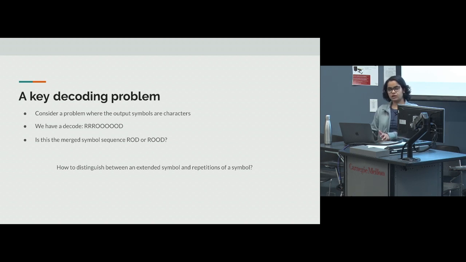The first one being, consider for instance that the model generates characters, and one of the outputs that your model generated at inference time was RRROOOD. Now how do you know if this sequence was supposed to be ROD or ROOD? We looked at this problem when we were talking about how to train such a model, the problem of identifying extended symbols or repetitions of symbols. So how do you go about figuring out whether it's supposed to be a repetition of a symbol, or if you're extending a symbol in time?